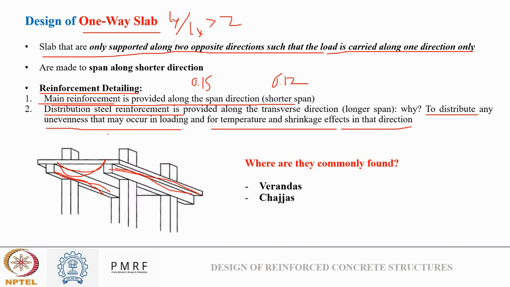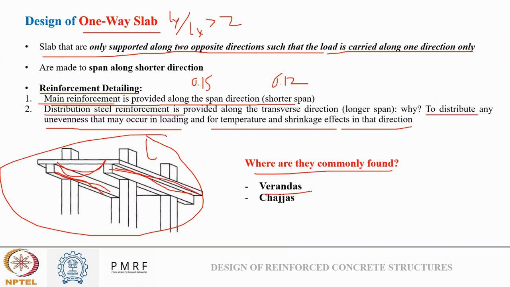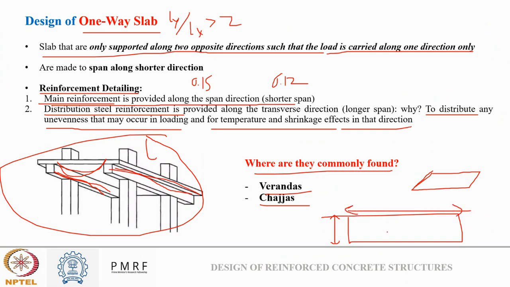Now, practically, where are these kinds of slabs generally found? They are generally found in verandas or chajjas. Chajjas are elements over the roof, over the window. So there you find one-way slab, or in the verandas, where one side of the section will be much smaller compared to the other side. So here you can find application of one-way slab design.